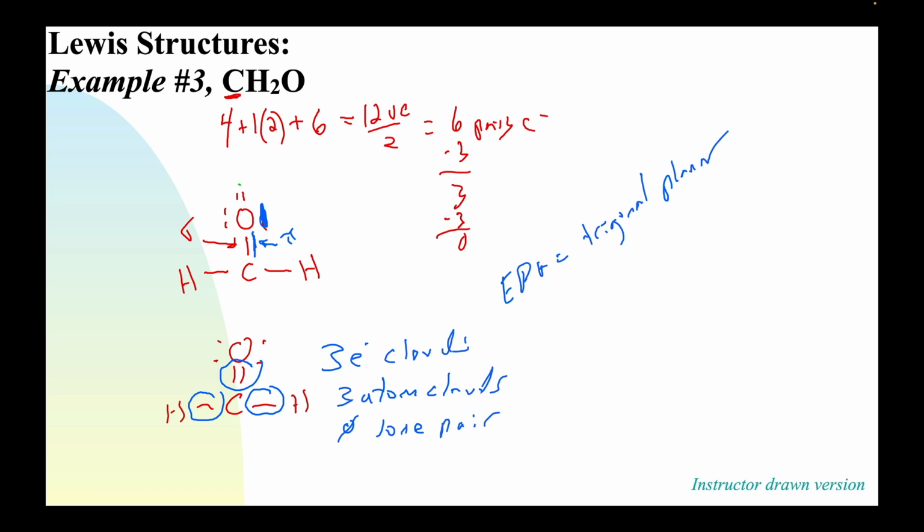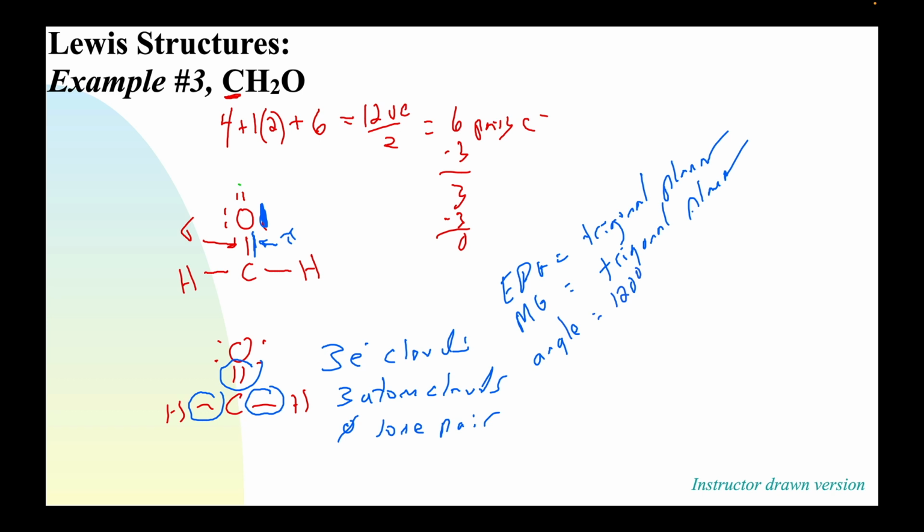It's a little different geometry here. There are no lone pairs on the carbon, so the MG will also be trigonal planar. The bond angle will be 120 degrees if you look under trigonal planar.